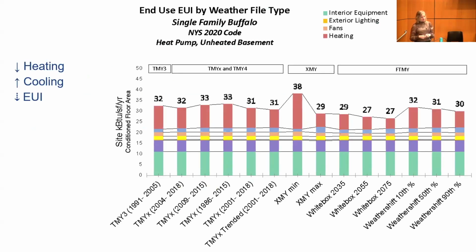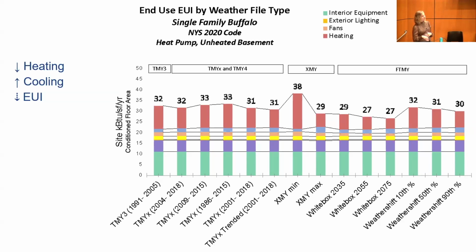So these are stacked bar charts. At the top is heating and cooling in red and blue. And going across the results, the left-hand side is the TMY3, so that's our baseline file. This is the one that has historically been used in codes and standards and programs. The next bunch across are the TMYx, so these are the more recent data. And then you have the extreme cold and extreme hot years, and then two sets of future weather file examples.